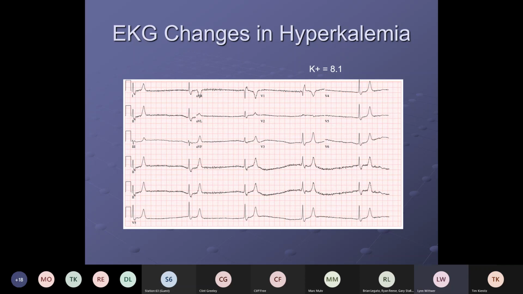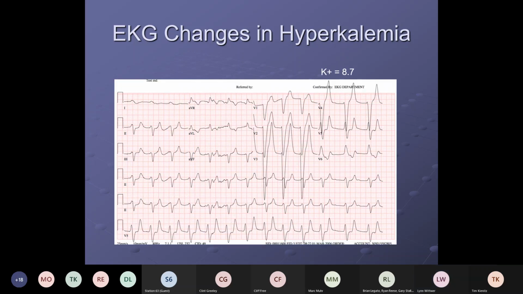This is a level of 8, so it didn't change too much, and those are beginning to look kind of worrisome, real worrisome, and it's also getting to be kind of bradycardic. So it's essentially idioventricular or junctional, and it's beginning to get worrisome, very worrisome. Now here is 8.7.